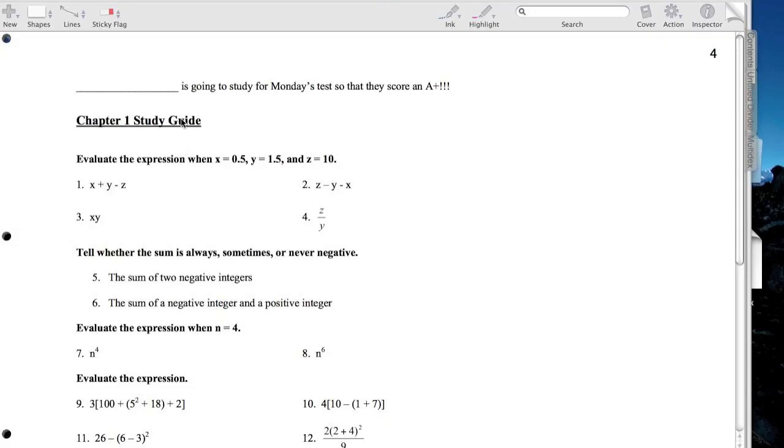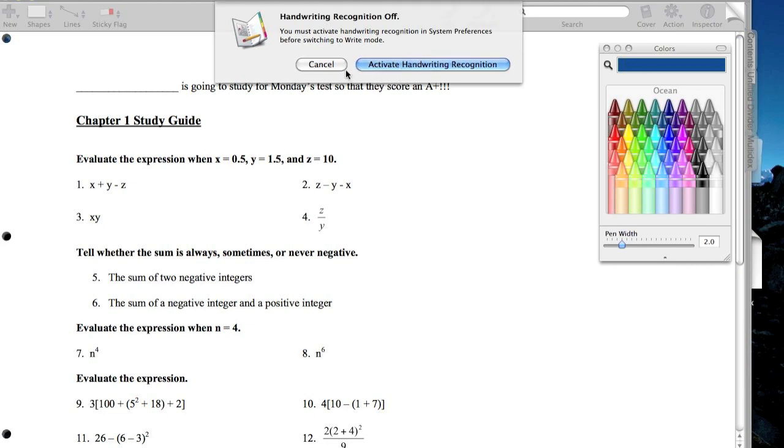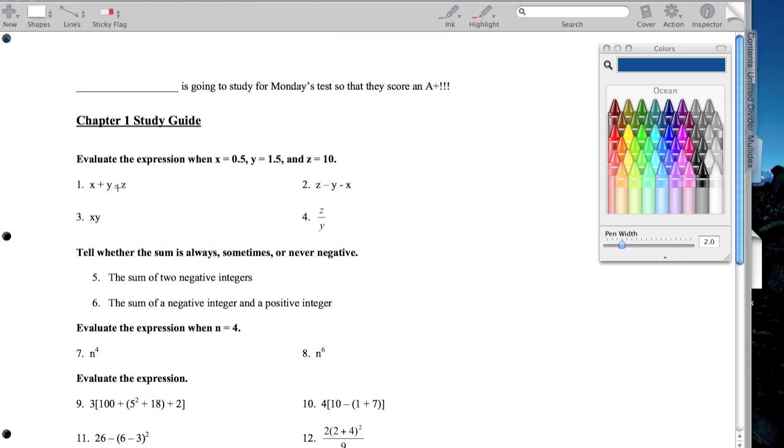Okay guys, let's take a look at the study guide for chapter 1. I'm going to work through each of these problems and feel free to scroll through if you know that you got certain answers right, but I'm going to step them out as well.